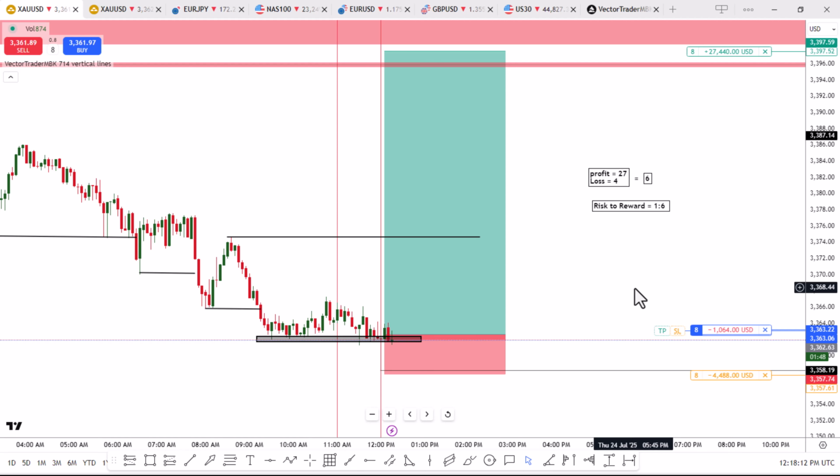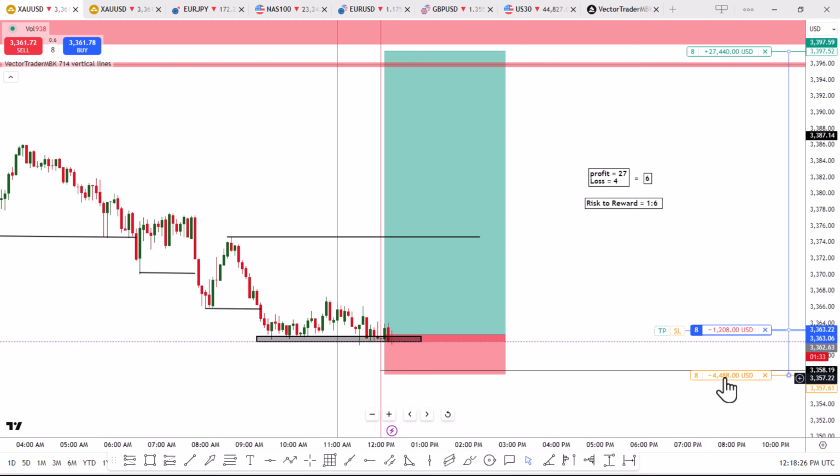All right, so I actually wanted to get back to this. I wanted to write this before we continue the video, and this is what is happening. I wanted to show you guys the risk to reward. The risk to reward on each trade, because I'm having 2 trades right here, is 1 to 6. So I'm willing to lose 4k to gain 27k right here.